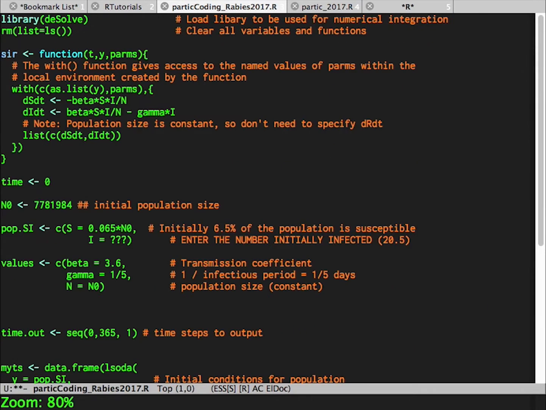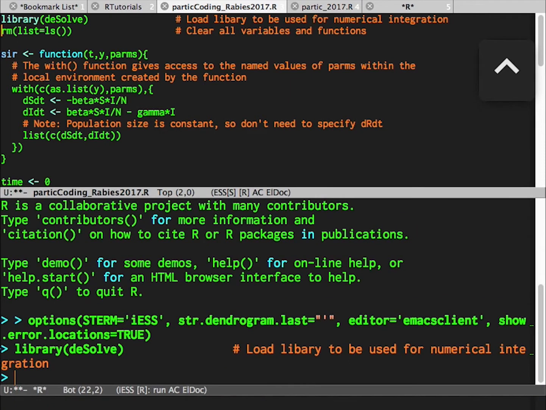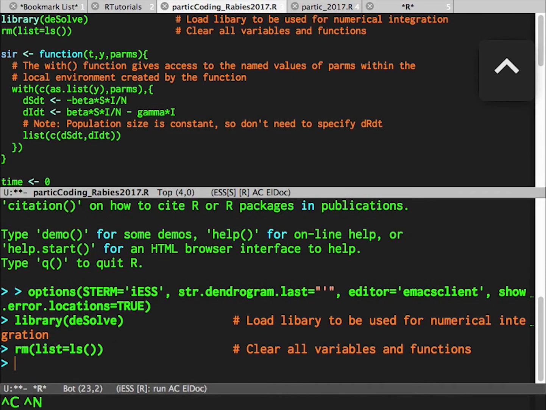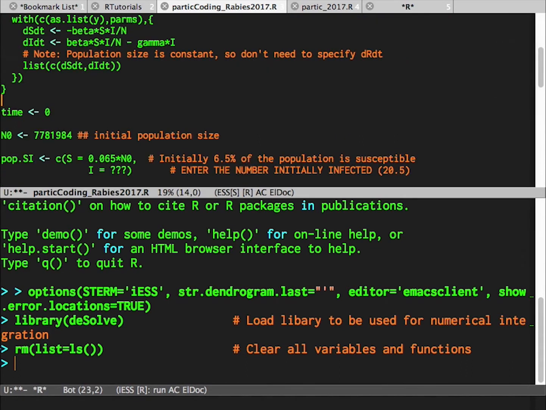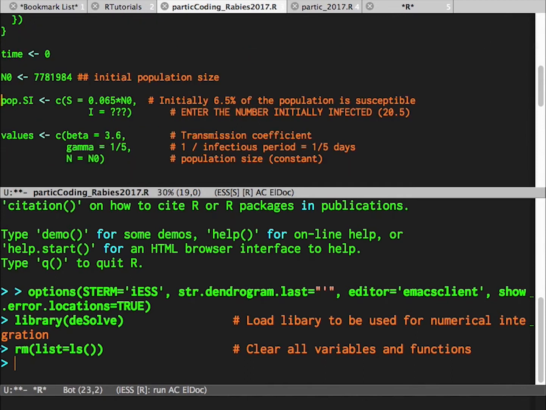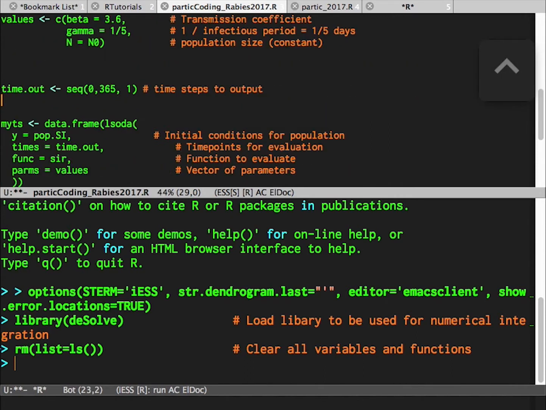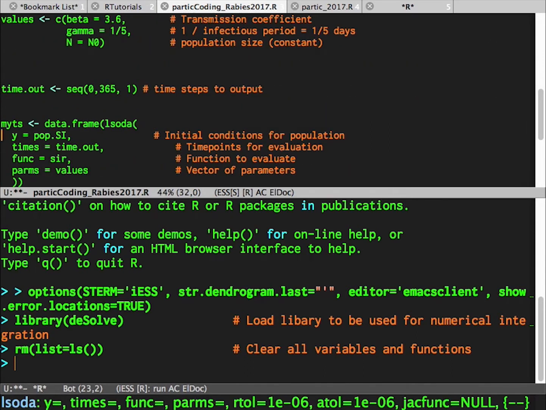Can everybody see the code pretty well? I'm going to make it a little smaller. Can people still read? Yeah? Okay. So the first thing, we're going to run dsolve. And now we have an SIR model here, right? The way this works is we need to give it a time point, a vector of state variables, and our parameters. And then, if you recall, we can run it down here to get time series output.